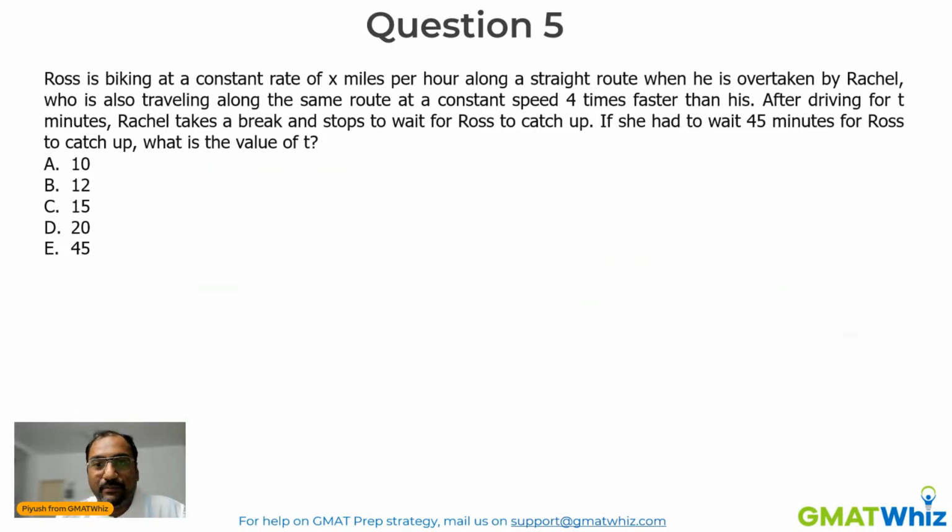So let's understand a better method of doing this, a more logical method. So I see that x miles per hour is given. It's not there in the options at all. So I know that x doesn't matter. One option is I can take a value for x also if you want to, but I will not go on that route. What I see is Ross's speed, I'll say Ross versus Rachel.